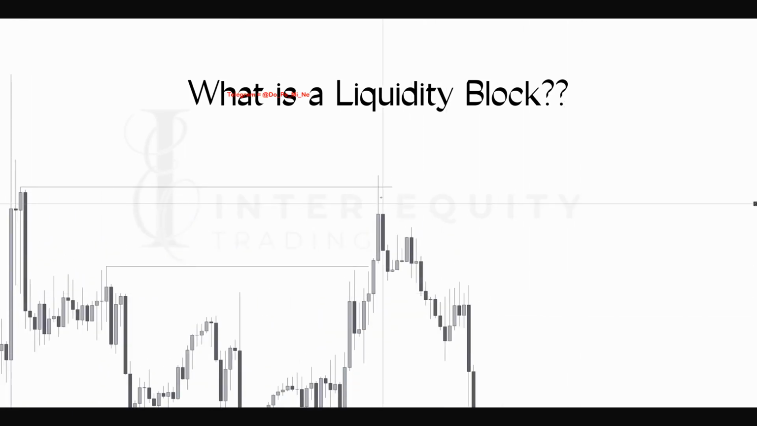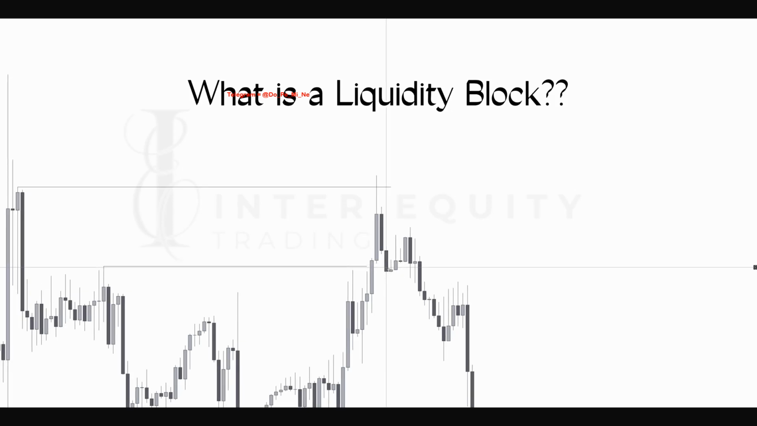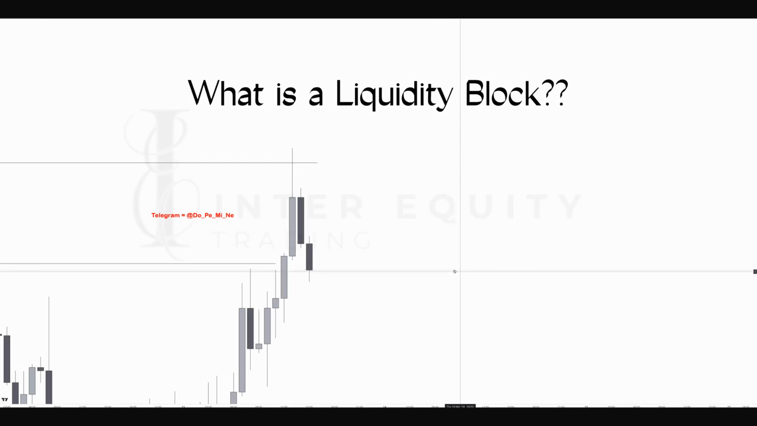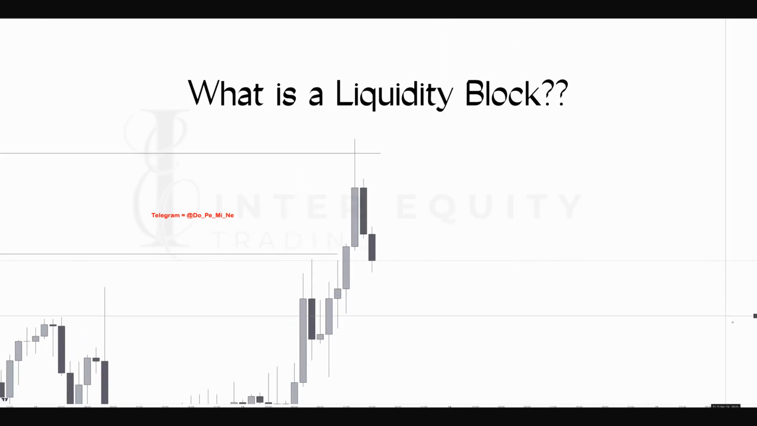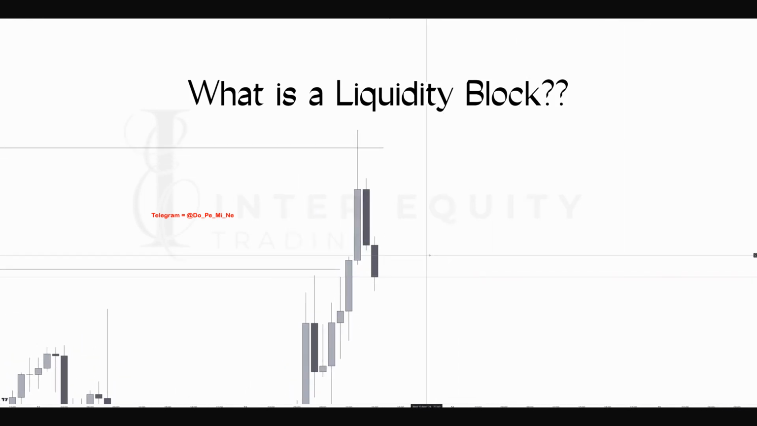After clearing liquidity, the market should leave an imbalance, or the next candle should close above or below the last candle's high or low. So once you see that this candle closed below, this whole area is your liquidity block, starting from here, and you want to include the high.